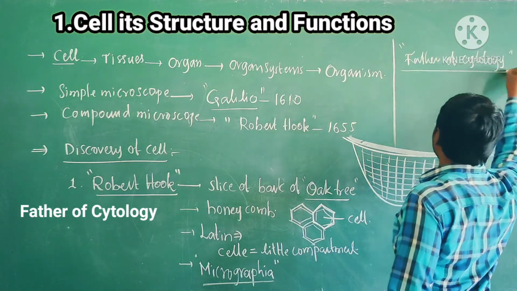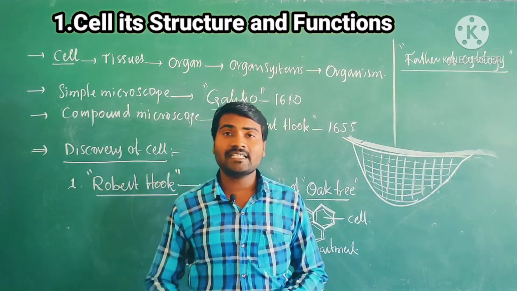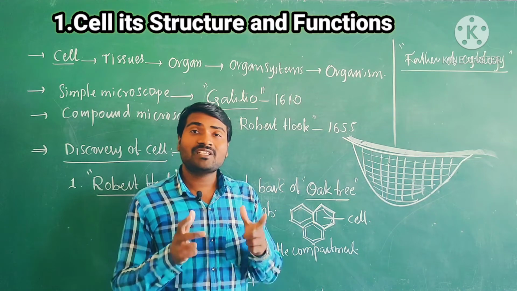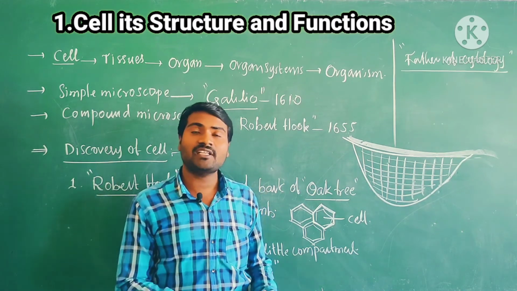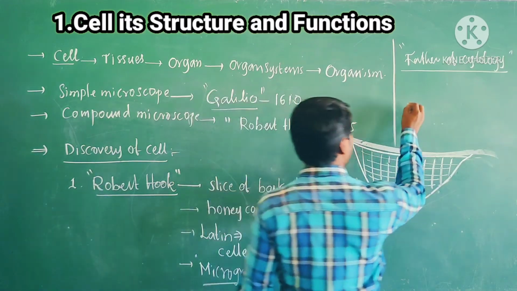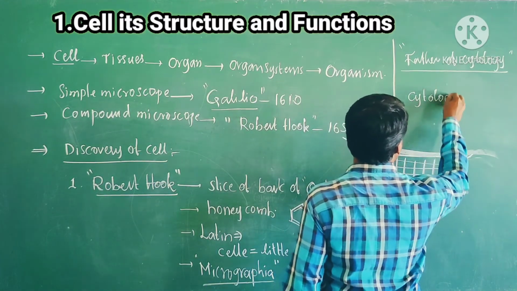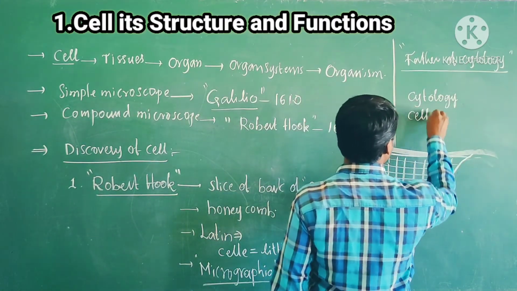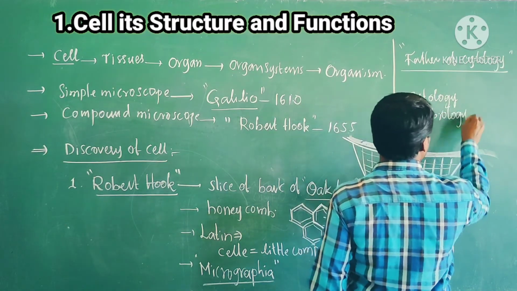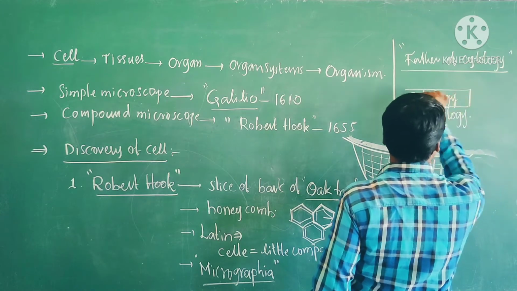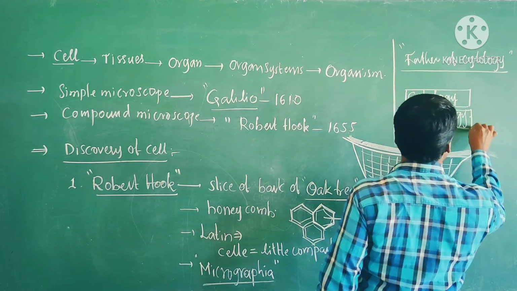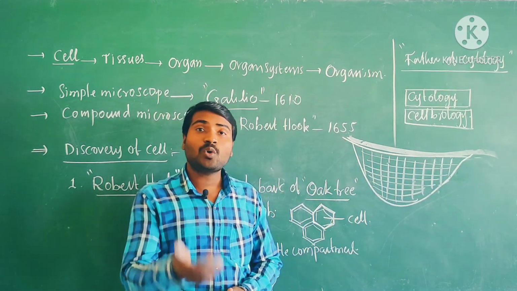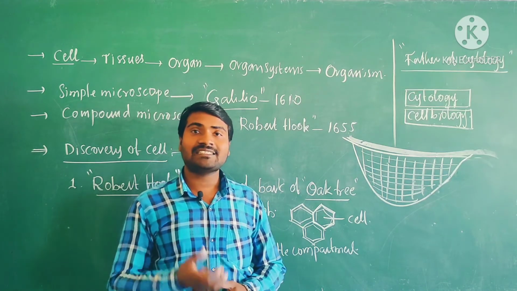Then what is meant by cytology? Robert Hooke is regarded as the father of cytology. What is meant by cytology? The branch of science which deals with the cell, its structure and functions is known as cytology. There is one more branch, cell biology. In what way are both different? Nothing is different. Cytology, kytos, the word derived from the Greek language, kytos means cell.